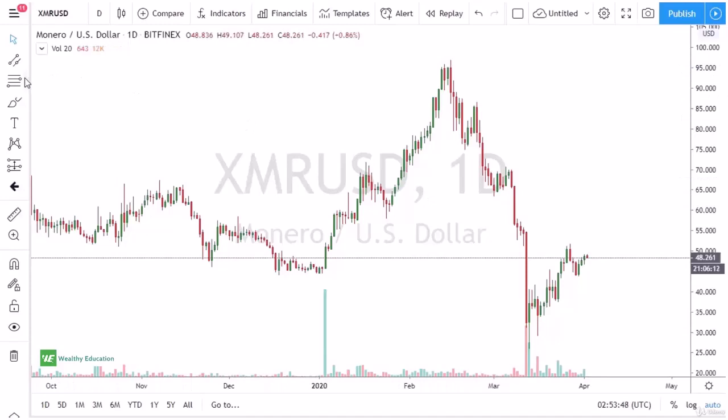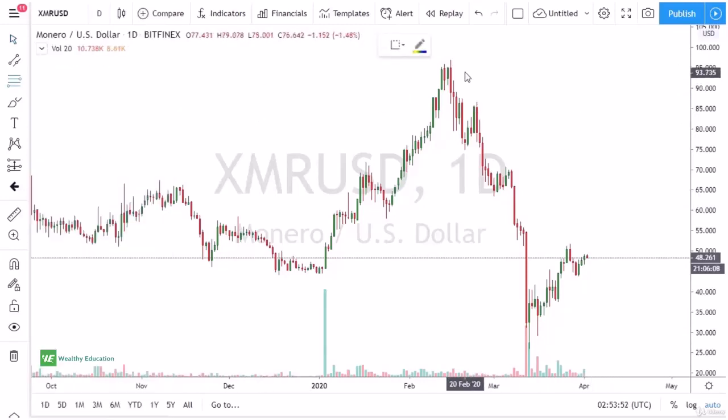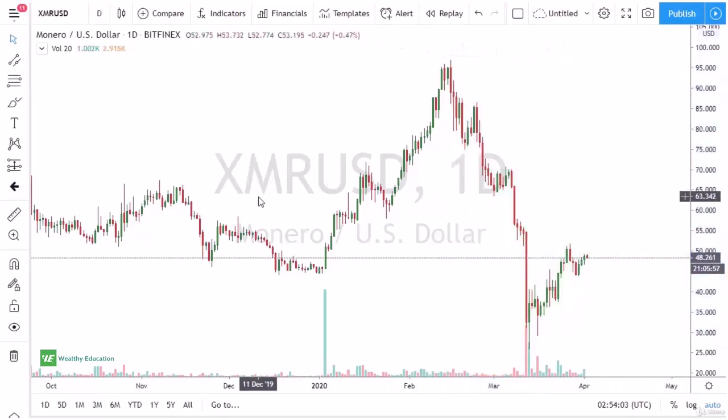There are also other ways people will do it, like with Fibonacci retracement. Notice how the 38.2 is basically the same thing as the top of that candlestick, so that's one thing to keep in mind.